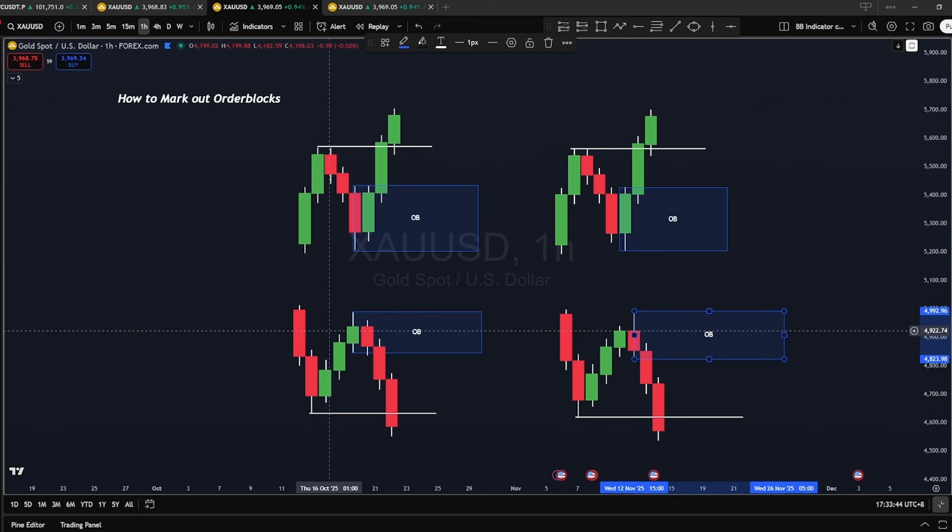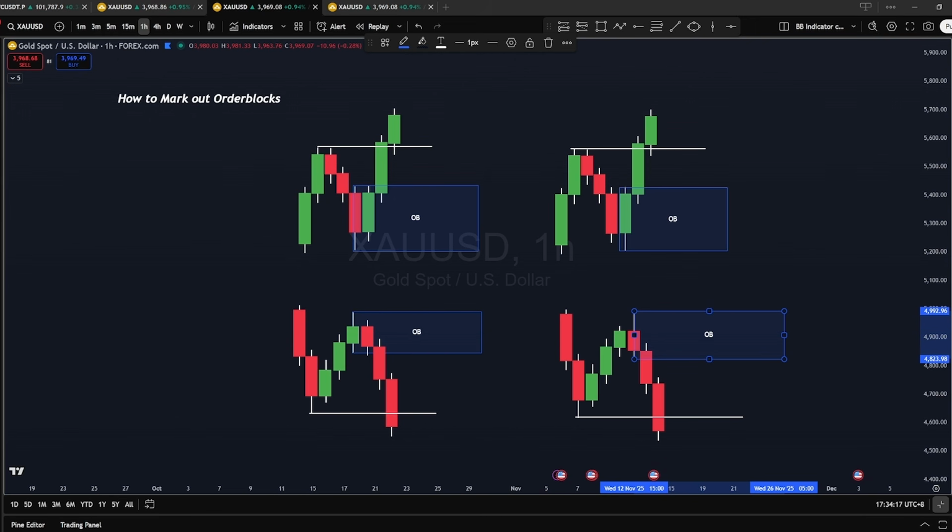For example, a fair value gap is not an order block. A support is not an order block. Now you know order blocks here are supply and demand zones. But remember, not every single order block is going to be an area for you to take buys or sells. You want to mark out high probability ones. So then how do you identify high probability order blocks?